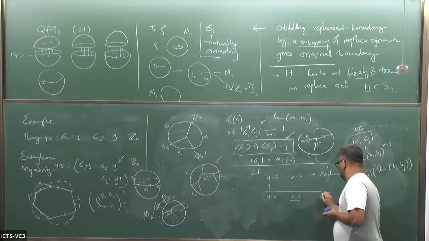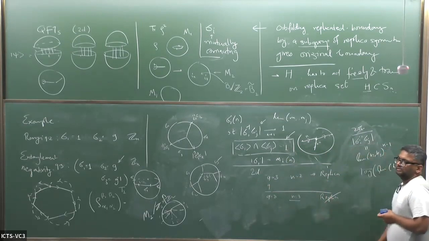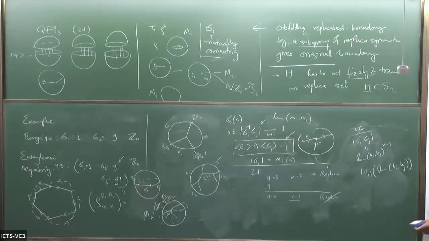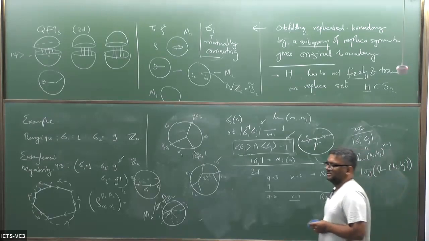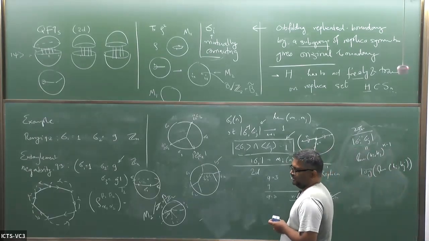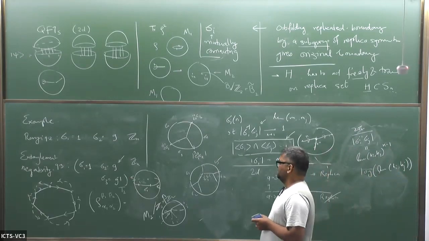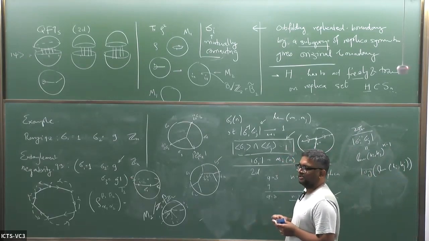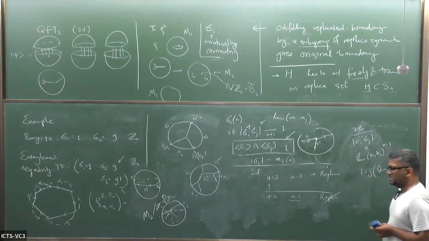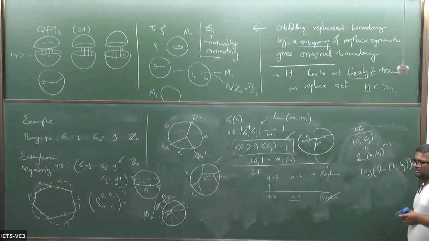What do you mean by that, that somehow there is no replica symmetry? Yes, exactly. Forbidden by what? Singularity in the bulk. If you insist on replica symmetry, it produces a singularity in the bulk. Exactly.